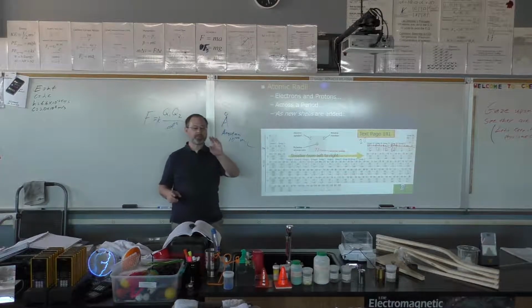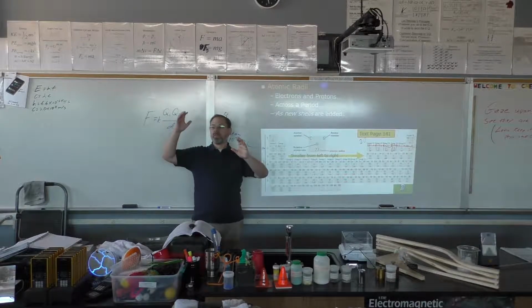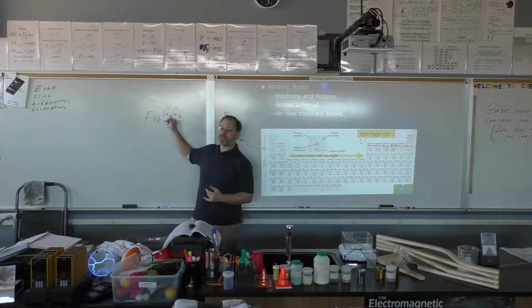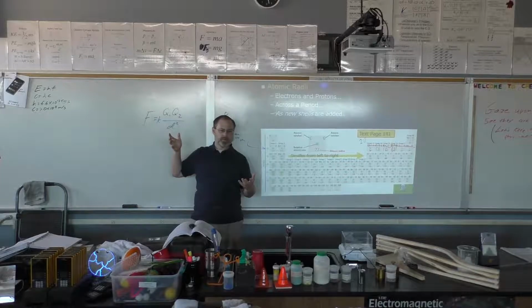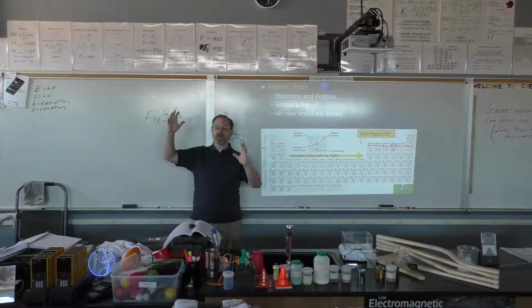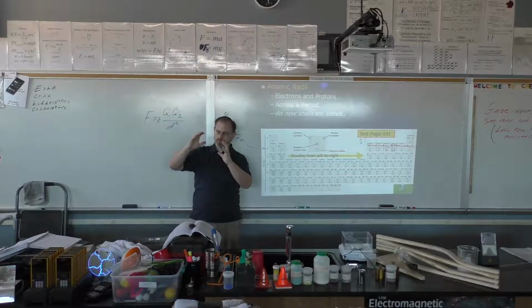Periodic table, you're adding protons and electrons. The Q is bigger in both cases. That makes the atom smaller. Okay, does that make sense? Force of attraction is larger, the atom shrinks. Okay, cool?